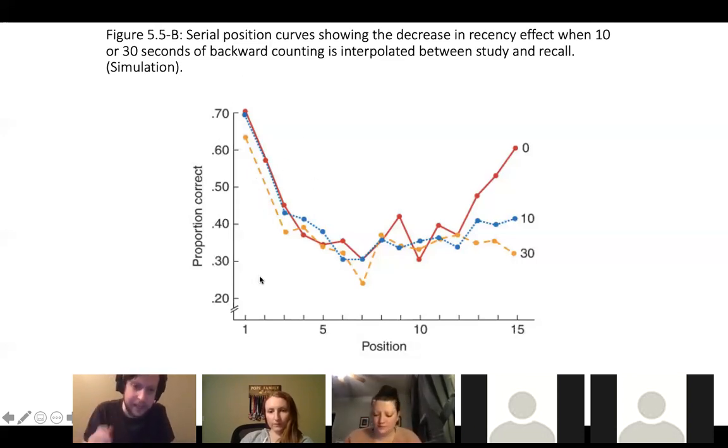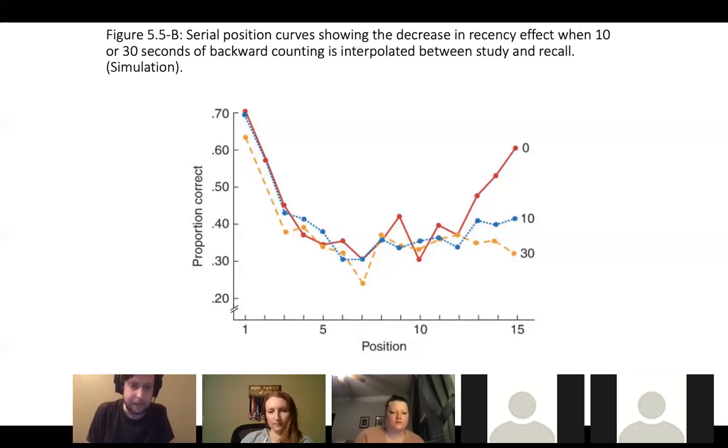And so this is really getting into the core of the things I want you to understand about this evidence that says short-term memory is important for the recency effect. Long-term memory is important for the primacy effect. This is the evidence that suggests that short-term memory is important for the recency effect, because when your short-term memory is being occupied by that backward counting task, the recency effect completely goes away.